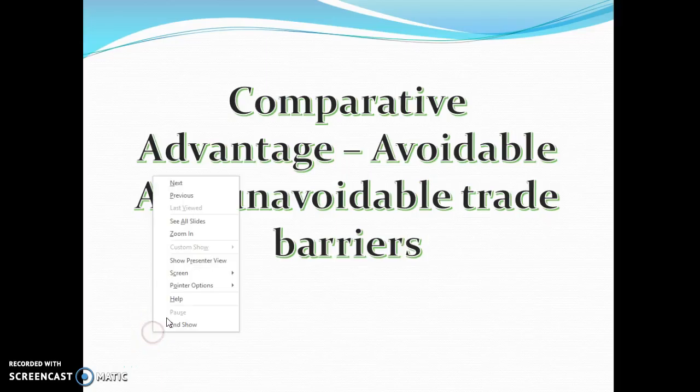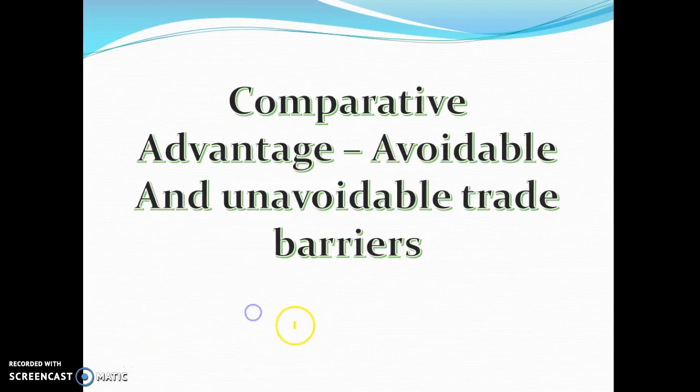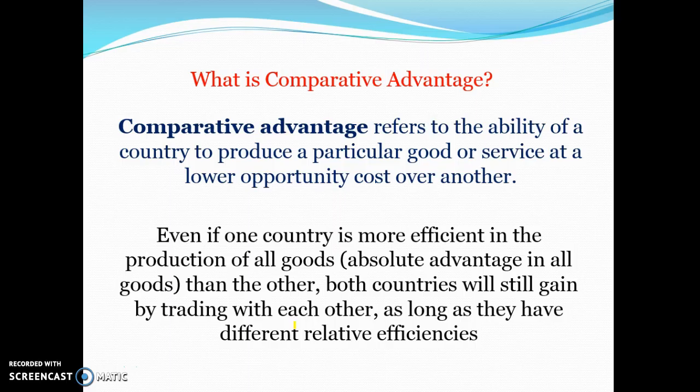In this video we're going to be looking at what's meant by comparative advantage and how to calculate comparative advantage, and looking at some avoidable and unavoidable trade barriers. Comparative advantage refers to the ability of a country to produce a particular good at a lower opportunity cost. So basically we sacrifice less to produce a particular good or service than another country.